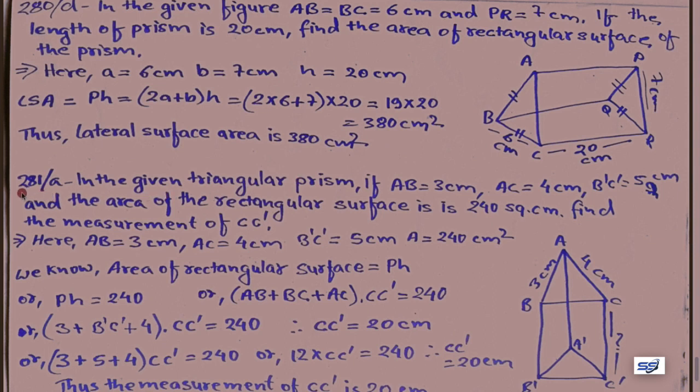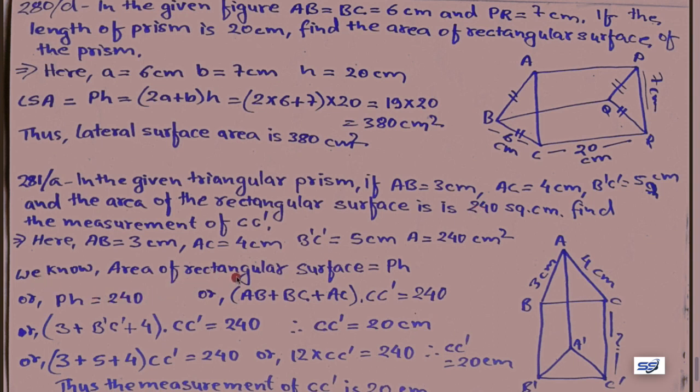Now, here question number 281 upon A. In the given triangular prism, if AB is equal to 3 centimeters, AC is equal to 4 centimeters, BC is equal to 5 cm, and area of the rectangular surface is 240 square centimeter. Find measurement of CC prime. Here, AB is equal to 3 cm, AC is equal to 4 cm, BC is equal to 5 cm. Area A is equal to 240 centimeter square. This information is given in this figure also and question also. Using this information, we will find the requirement of question.